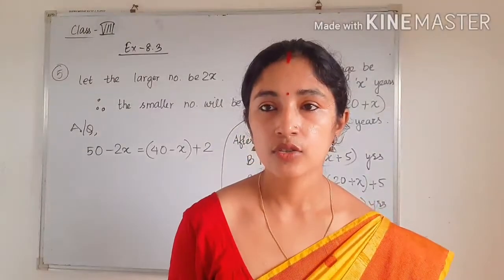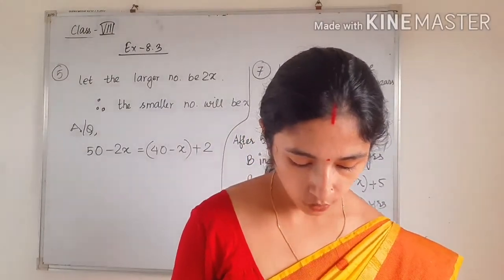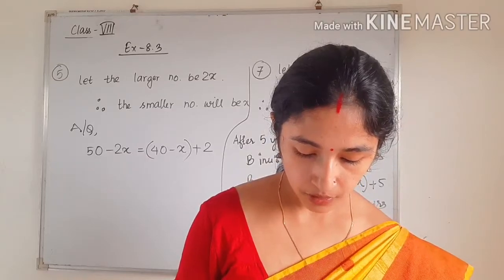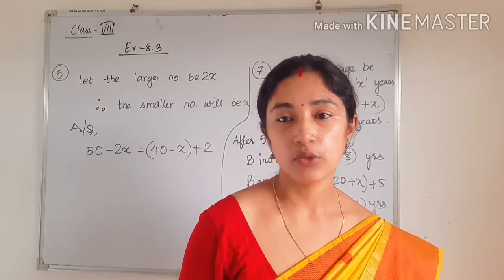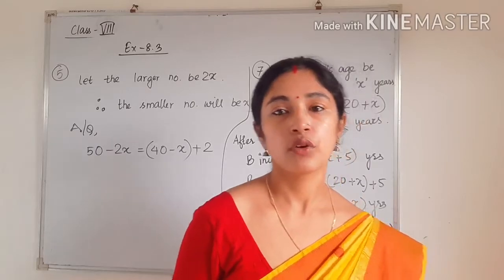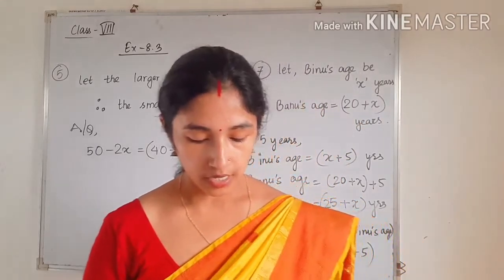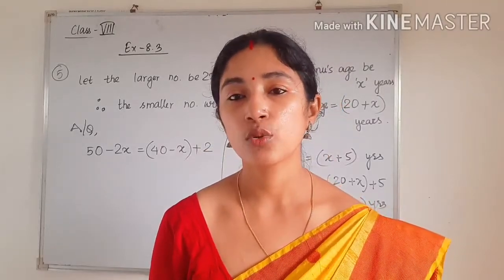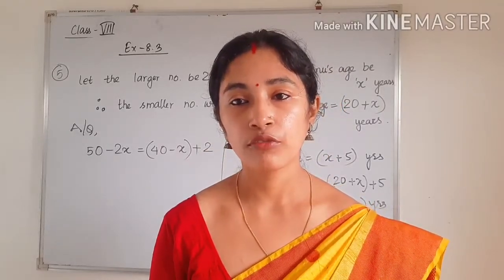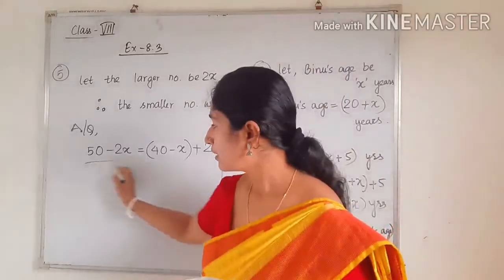So students, see the next question, question number 5. A number is twice the another number. So we have to take a number as x and the next number will be 2x. Obviously 2x will be greater than x. Next, when the larger number is subtracted from 50, that means 2x, you have to subtract 2x from 50, that means 50 minus 2x.